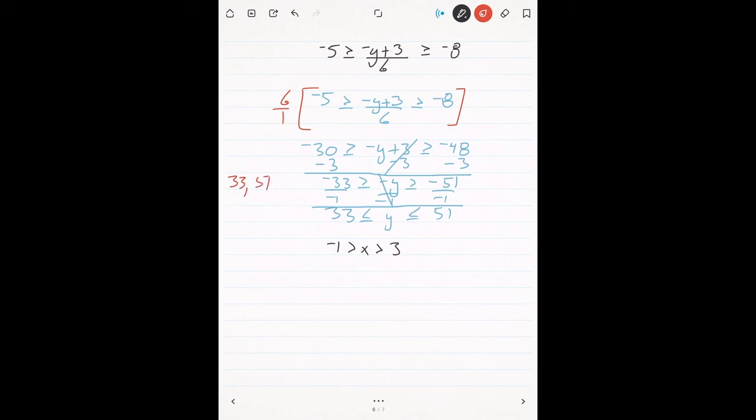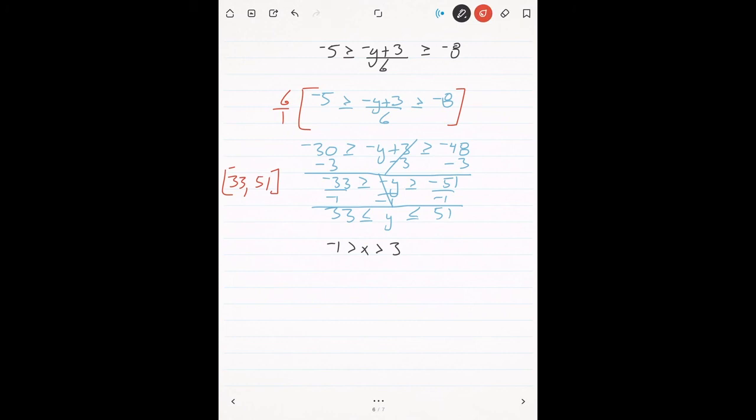Now in this case, do we include the endpoints? Should we include 33 or 51? In this case, yes, we should. Bracket on each. Because 33 is greater than or equal to 33, but less than or equal to 51. And if you plug 51 in, it's less than or equal to 51, but still greater than 33. So that's the idea here.